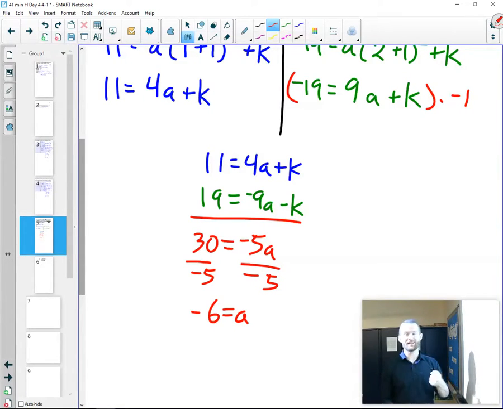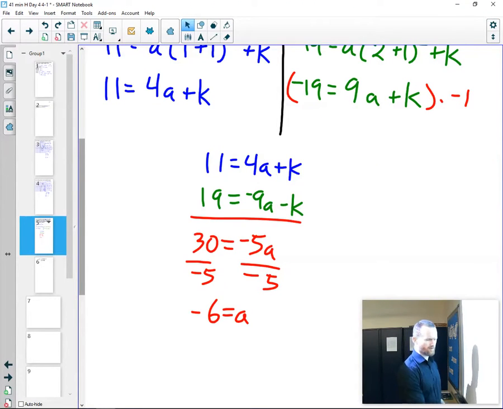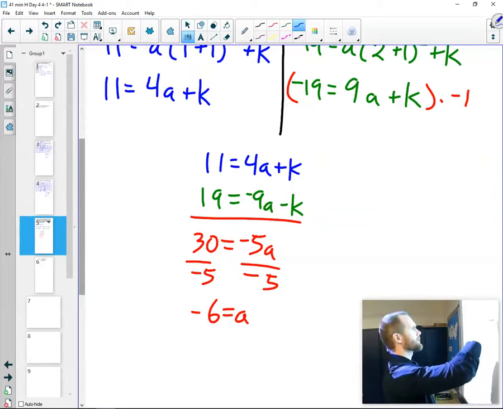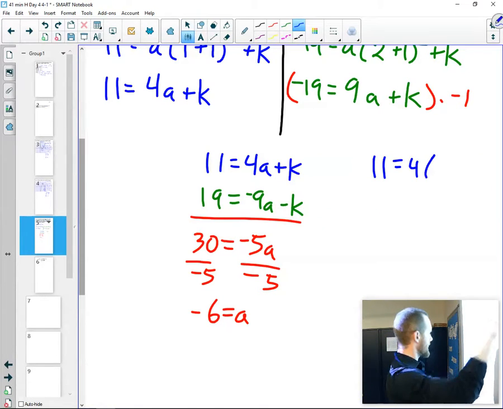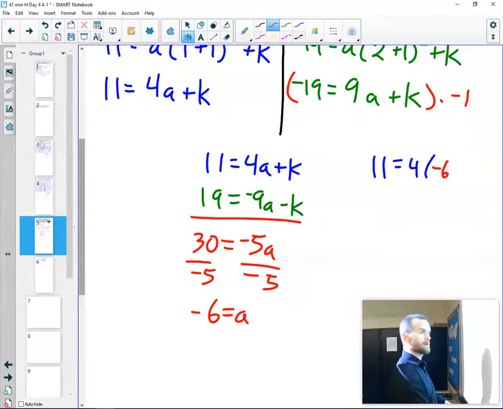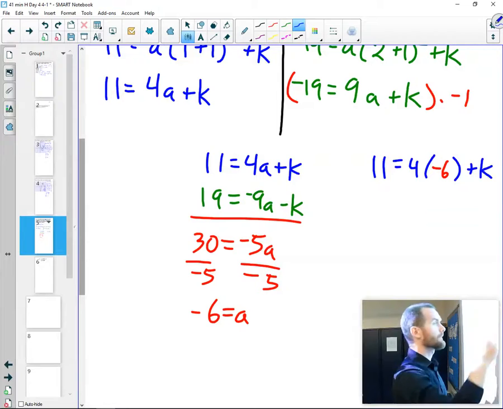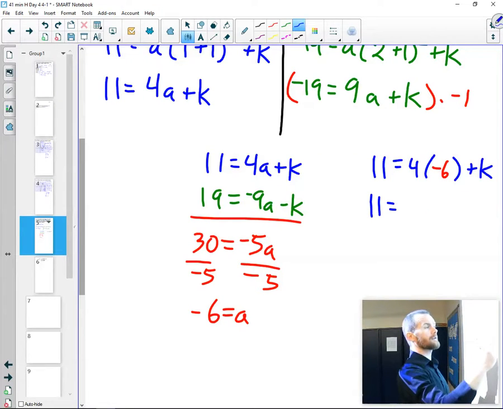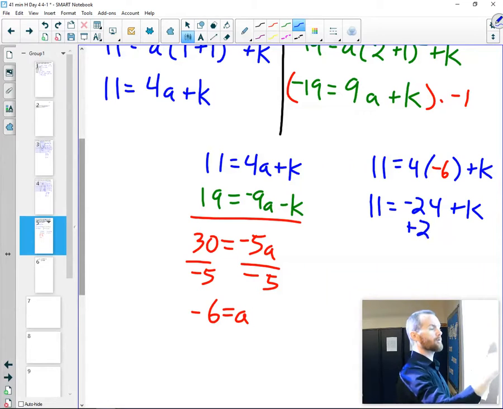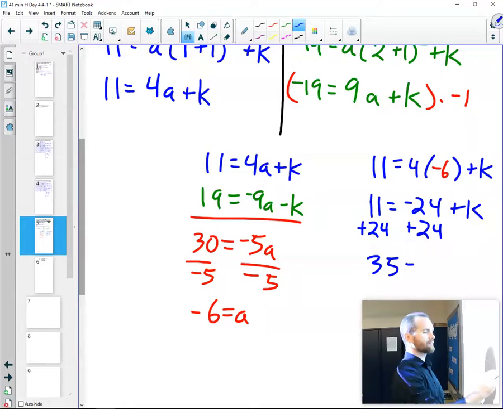Now to find k, we just take that and substitute it in. Let's plug it into the blue one. I think that's going to be easiest to deal with. So that's going to be 11 equals 4 times our a value, negative 6. Keep that color-coded. And what's the rest of it? Plus k. Simplifying, we get 11 equals negative 24 plus k. Then we add 24 to both sides and get 35 for k.